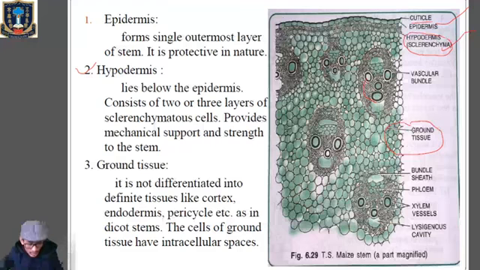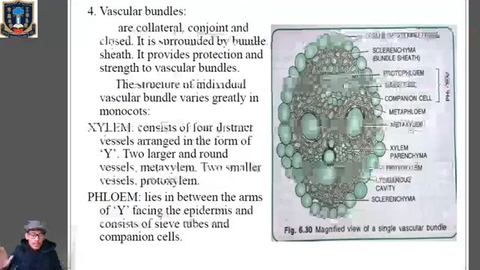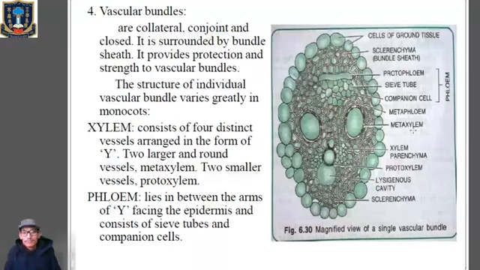Okay, next one, we'll talk about the vascular bundle. It's very important. Here also you can see that vascular bundles are collateral, they are conjoined, and they are closed. Okay, that means here we don't see the presence of cambium. So vascular bundles are collateral.